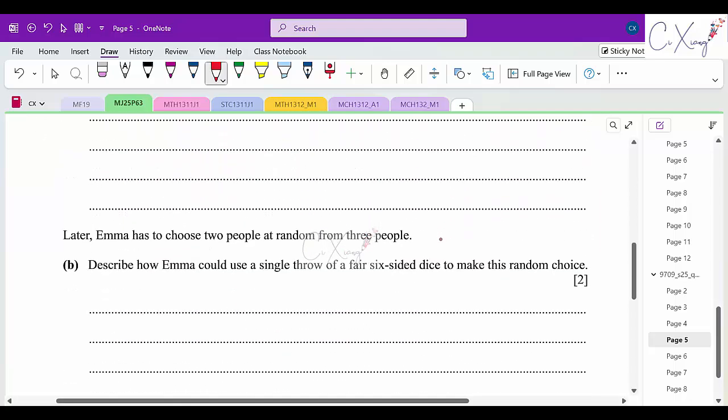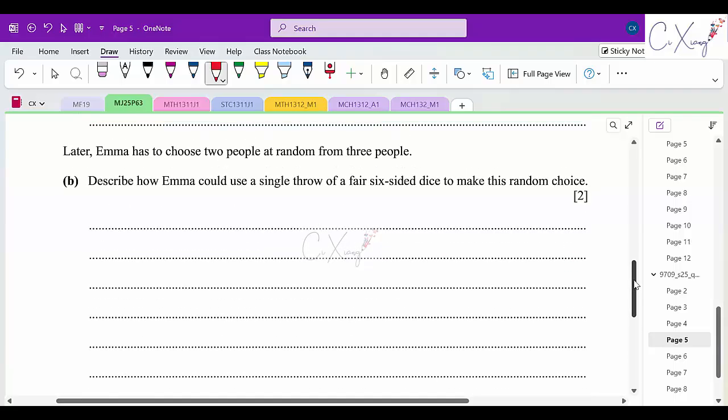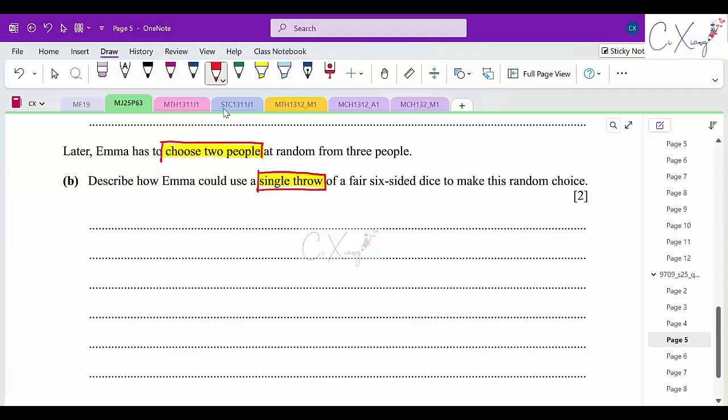Okay, right, then let's have a look at part B. Now they say that Emma has to choose 2 people at random from 3. Describe how Emma could use a single throw, highlight the keyword single throw, of a fair 6-sided dice to make this random choice. Okay, there are a few important phrases that you need to know here. The first thing is, now she wants to choose 2 people, and she only can use a single throw to choose the 2 people. So how can we make this happen? All right, using a fair 6-sided dice.